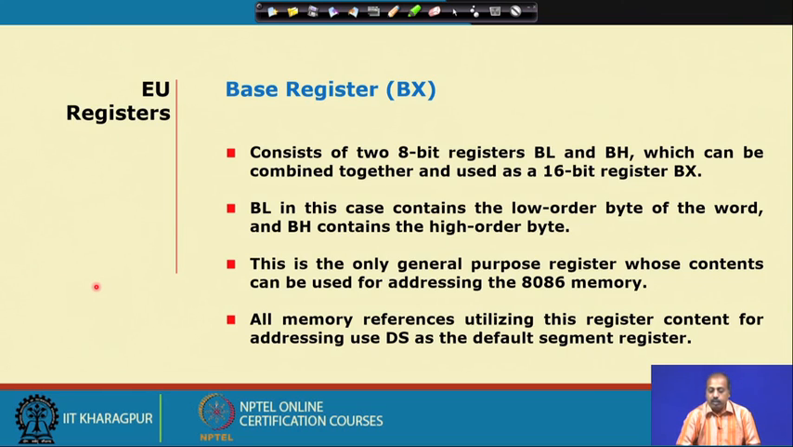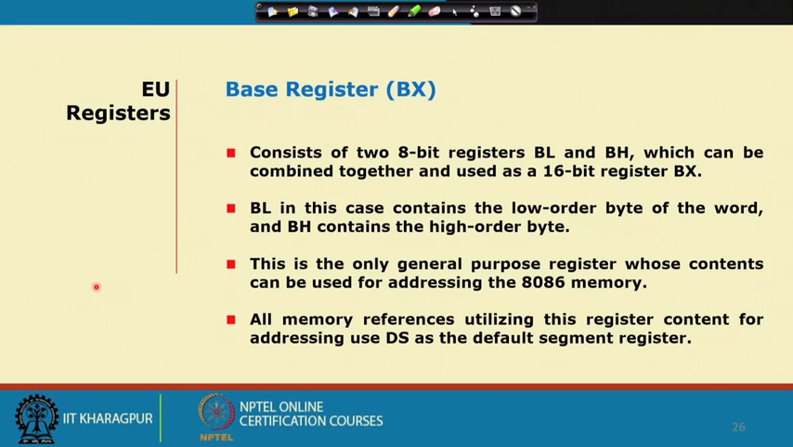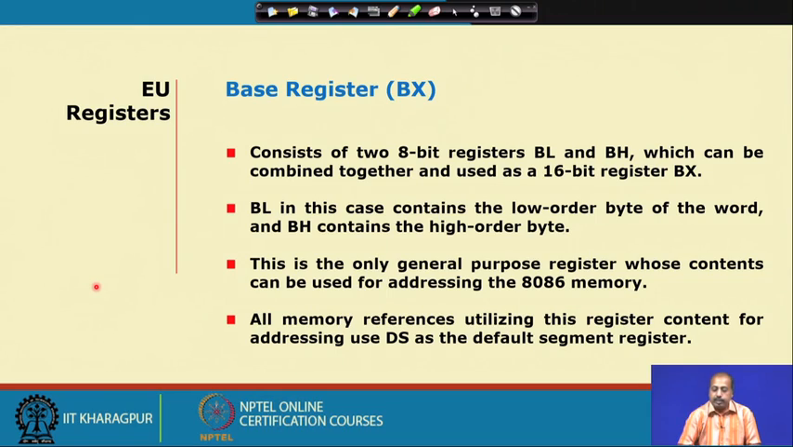This is the only general purpose register whose contents can be used for addressing the 8086 memory. So, you can use this BX register as something like a pointer. You can use it as an address for addressing this memory. All references utilizing this register content for addressing use DS as the default segment register.